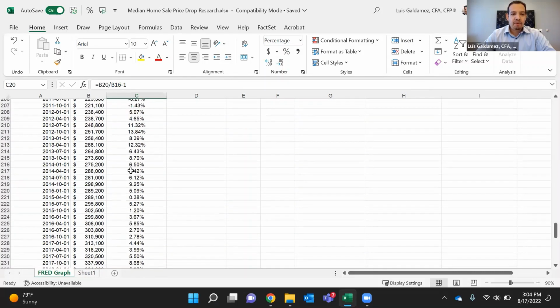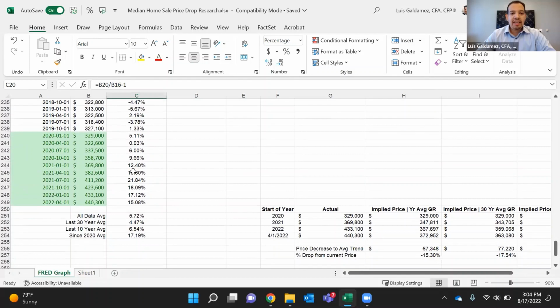And we're going to fast forward to where we are today. The latest data set that I have available is April of 2022. The median home sale price in the US was $440,300, a year-over-year increase of 15.08%. So the first thing I'm going to do is look at the whole data set since 1963. The average increase in home prices year over year was 5.72%.